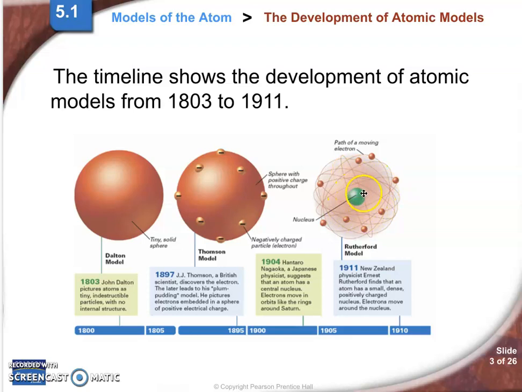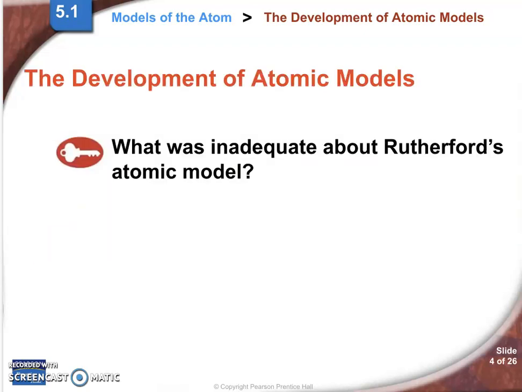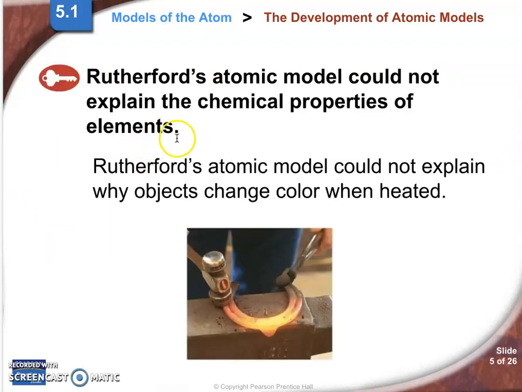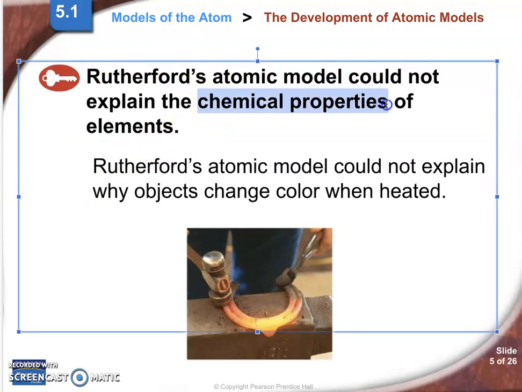There's a dense positive nucleus with the protons in it, and electrons should be constantly spinning around. But he didn't say exactly where these electrons are spinning. So the problem with the Rutherford model is he couldn't explain the chemical properties of elements.